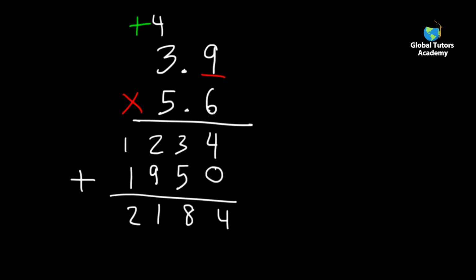Now notice that we have two numbers to the right of a decimal point. So therefore in our answer we should have two numbers to the right of a decimal point. So the final answer is 21.84, and that's it. Let's go a step higher.